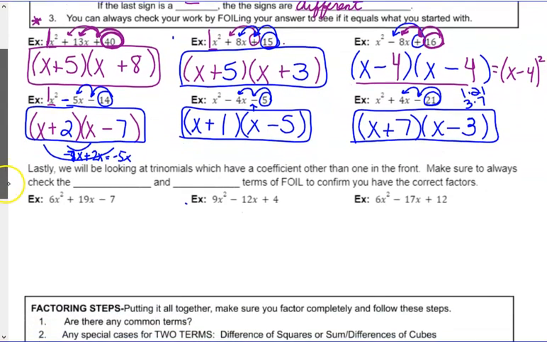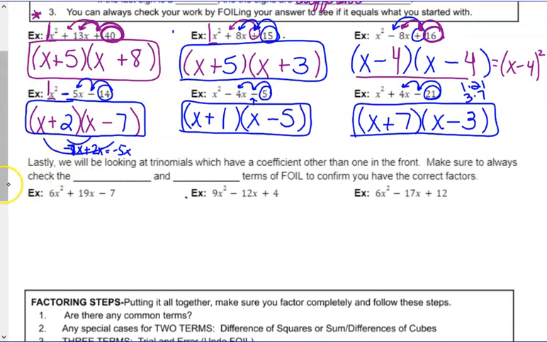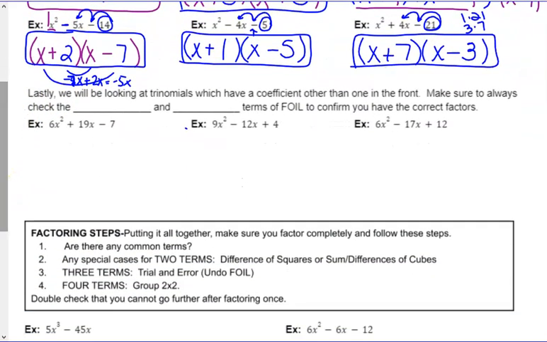Those 6 examples are ones that have a 1 in front. And those are the ones that are very nice to be able to factor because you can ask that wonderful question. The next 3 are ones that we are going to have to really do a trial and error. So if you're not working with a pencil, this is the time that you start working with a pencil because you might not get the right order the first time. All right. We'll be looking at trinomials which have a coefficient other than 1 in front.